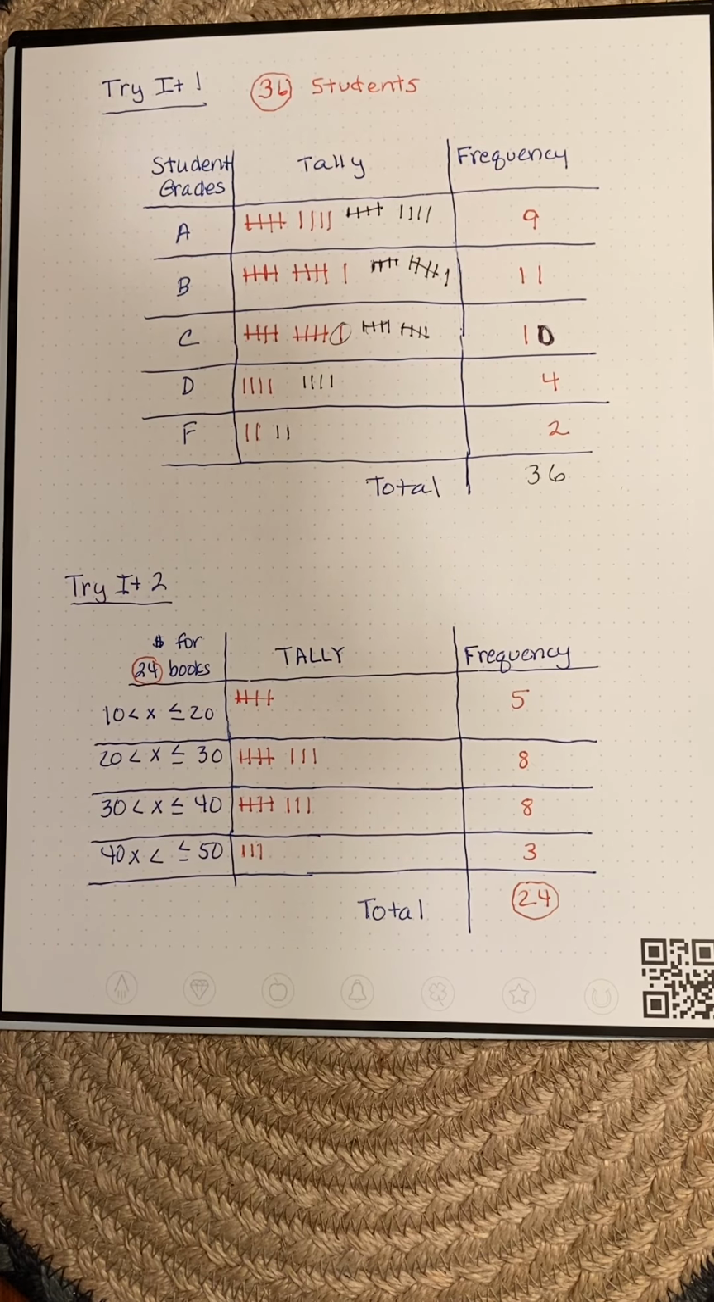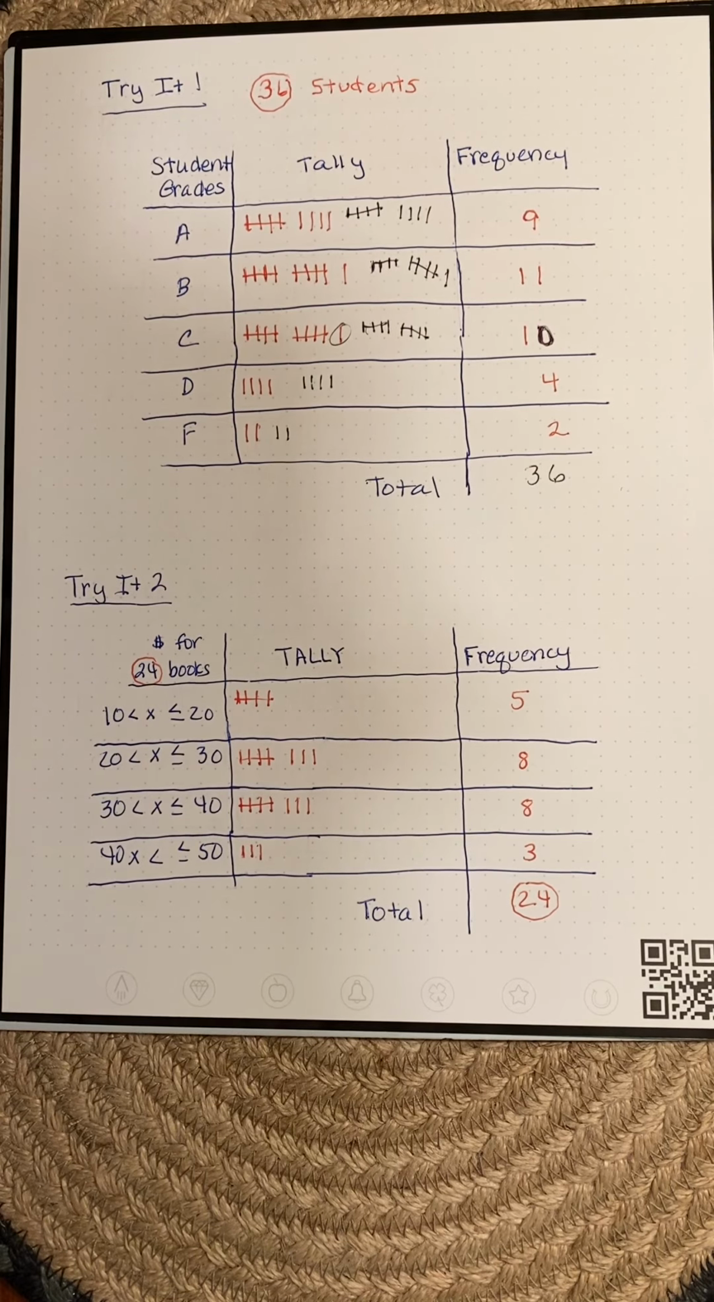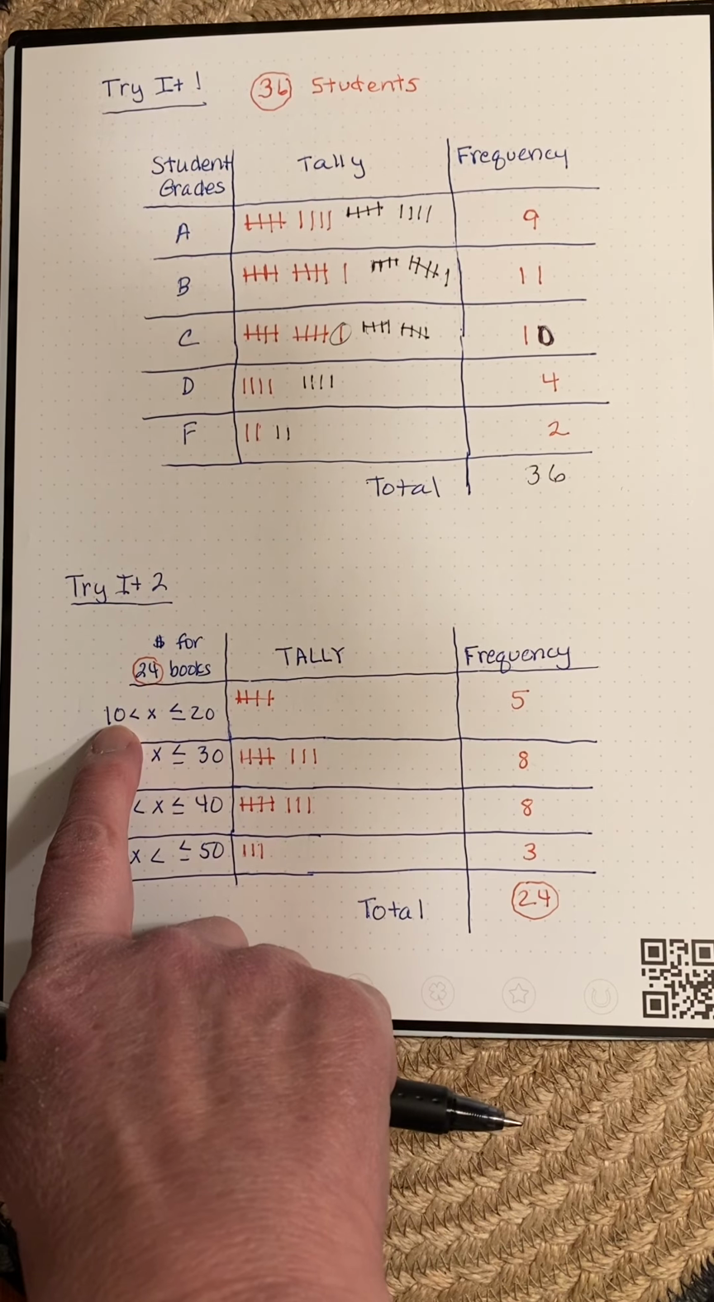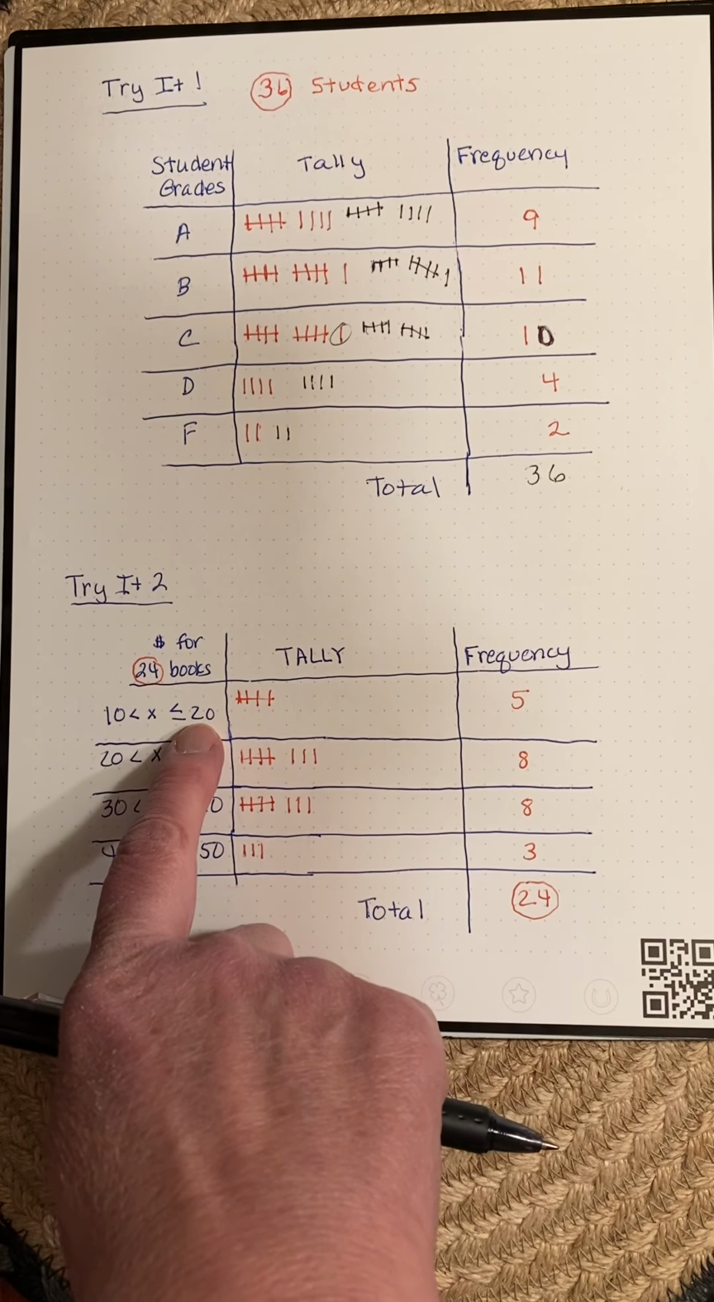So moving across the page to 147, it says, the following list shows the prices in dollars of 24 books. So they just randomly took down prices. And then letter A says, represent the data in a frequency table with class intervals with 10 less than x less than or equal to 20, and then 20 less than x less than or equal to 30, and so on. So at this point, I know I'm going in groups of 10, starting with between 10 and 20. So it's not going to include 10, but it's going to go up to and include 20.